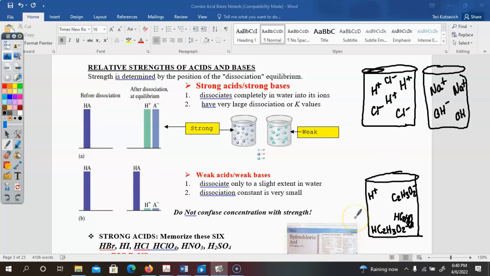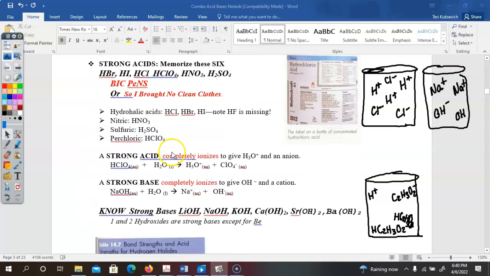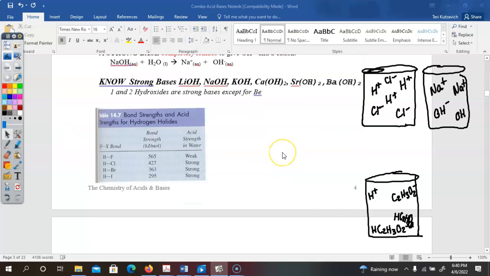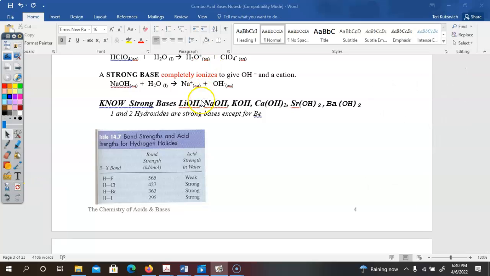All right, weak acids and bases dissociate probably less than 15%. So their K is very, very, very tiny. All right, got these. Already talked about those. Strong bases, bond strength for the strong acids.